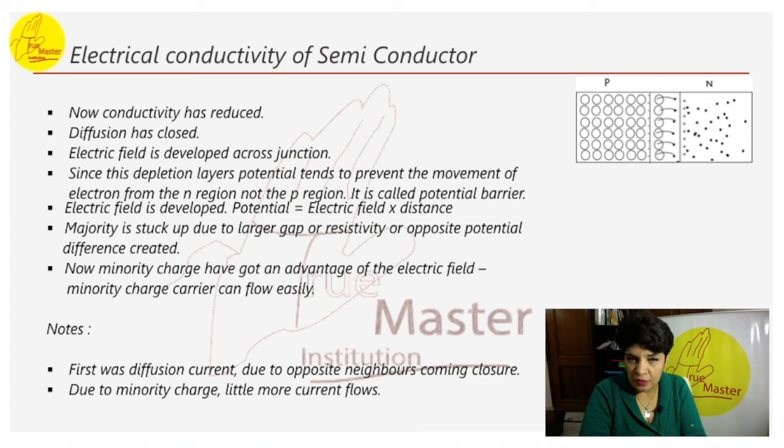So the main thing was, first, diffusion current due to the opposite neighbors coming closer. Then the second stage is due to minority charge carriers, where a little more current flows through due to the minority charges.